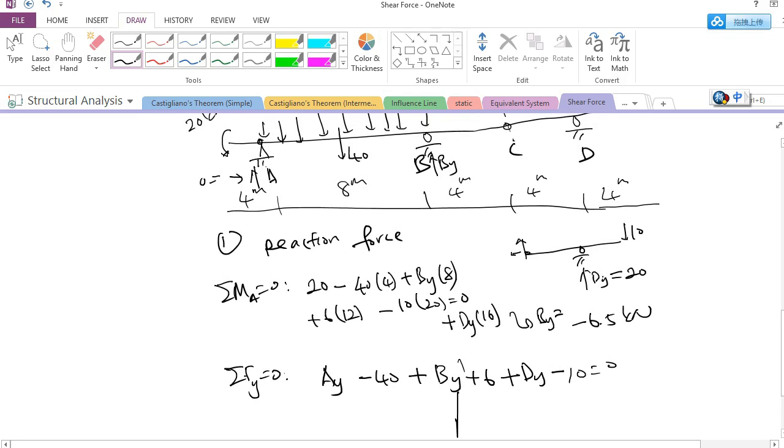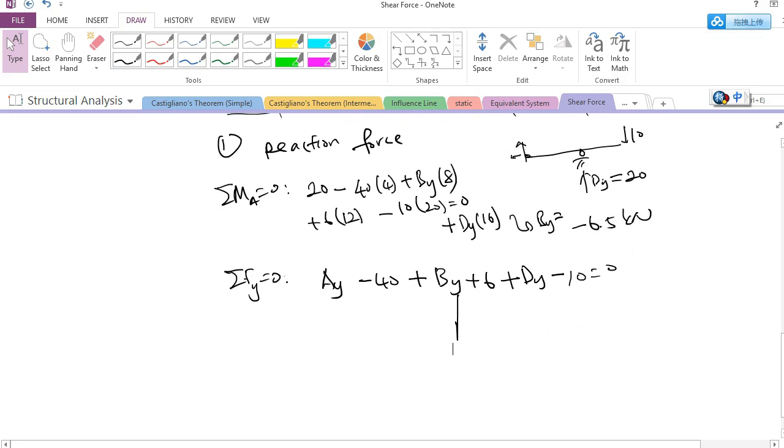So, sorry, equal to 0. So AY, by the way, BY is a negative number, so you plug in a negative number. So the total answer is plus 10 minus 6, and then plus 6.5 minus 20. So AY is simply 30.5 kilonewton. So let's see whether this is correct.